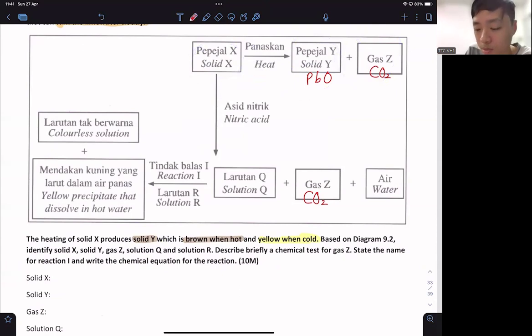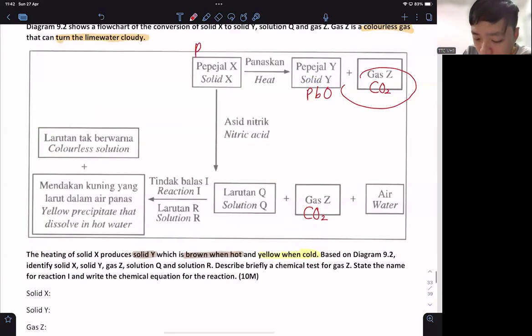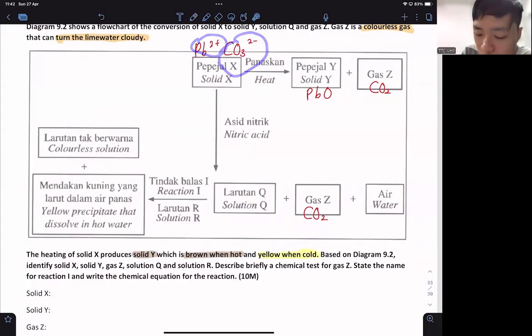What is X? I got carbon dioxide, it means what? And I got Pb. I got carbon dioxide, so I have what ion? I have carbonate ion. So Pb2+ and CO3 2-. So I get PbCO3.